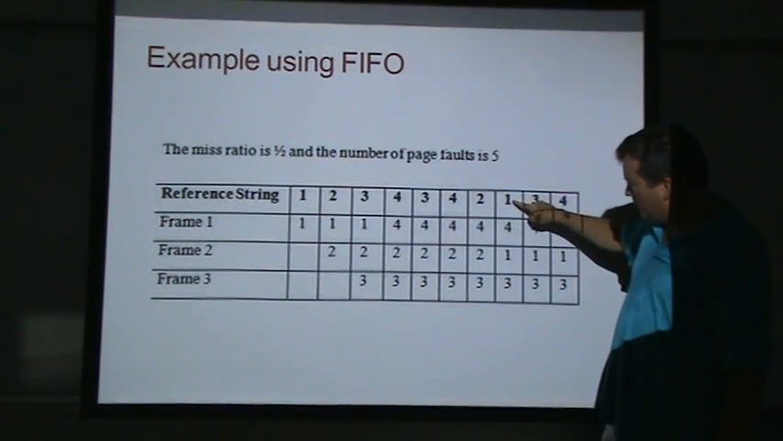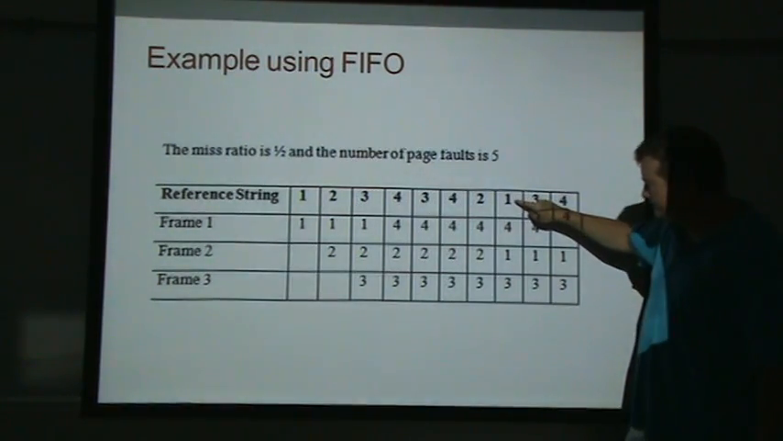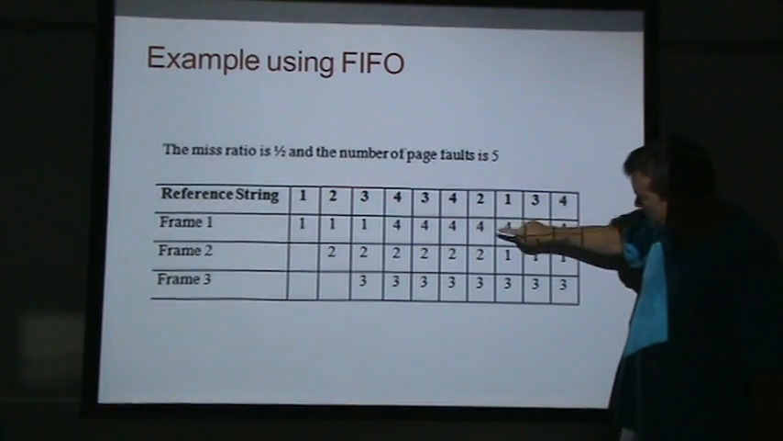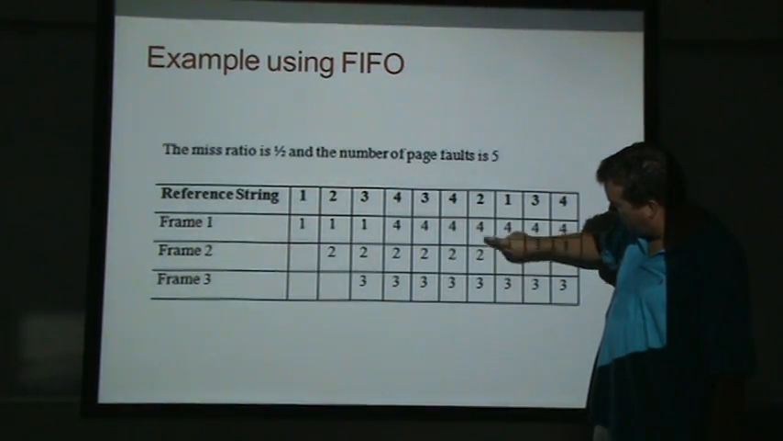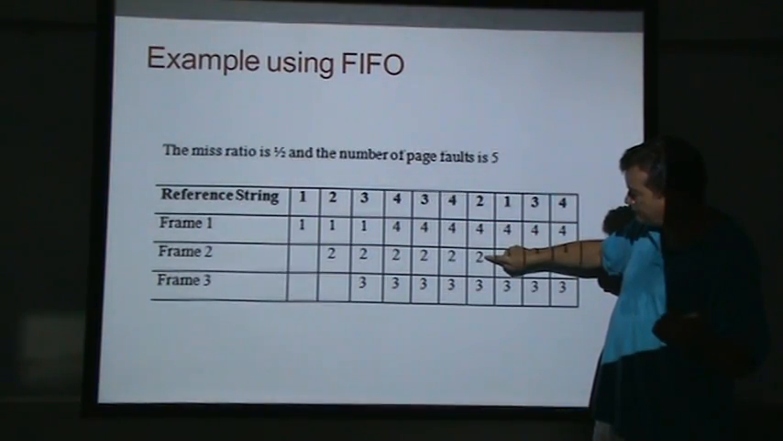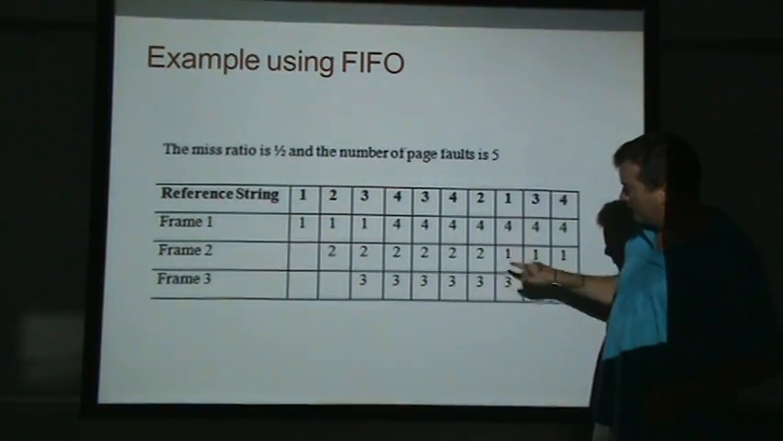And now we reference 1, which is not in memory. So we have to kick someone out. Now the pages that are in memory are 2, 3, and 4. 2 came in the longest time ago. So out of 2, 3, and 4, 2 would get kicked out, and 1 would come in.